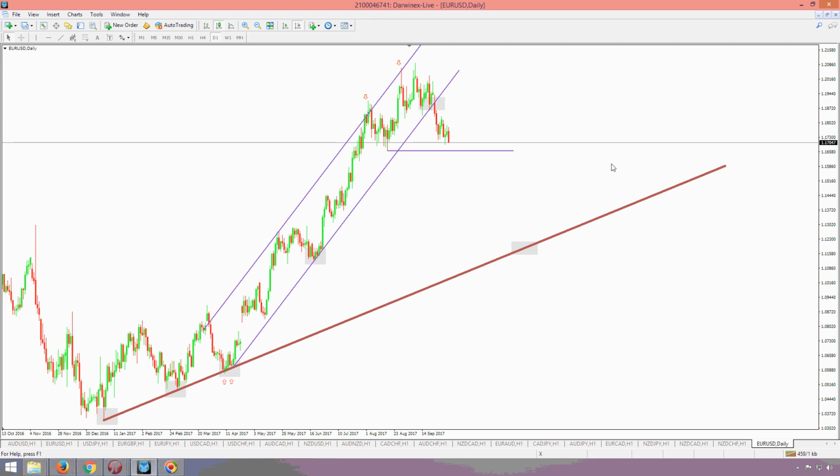Now let's move on with moving averages, or different ways to trade with moving averages. And if you thought that the trend line was interesting, you should see how beautiful it is with a moving average. Goodbye.